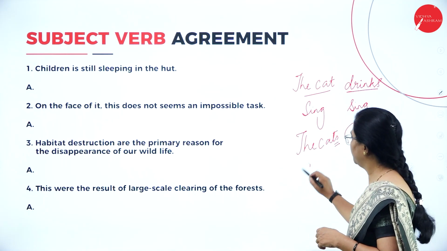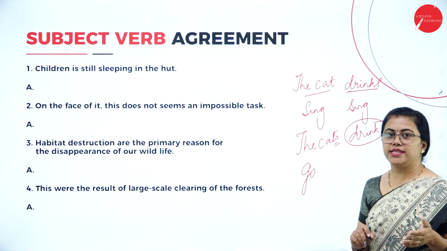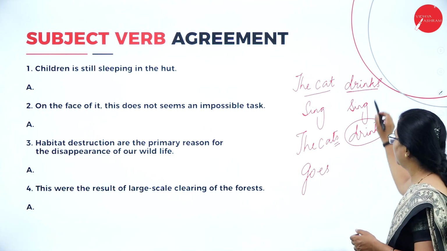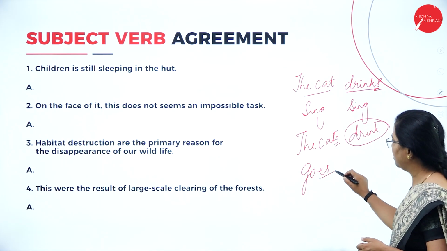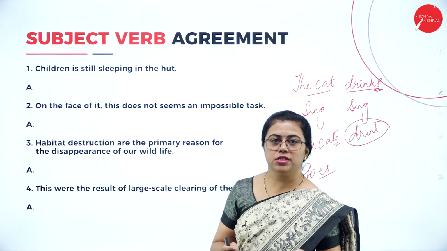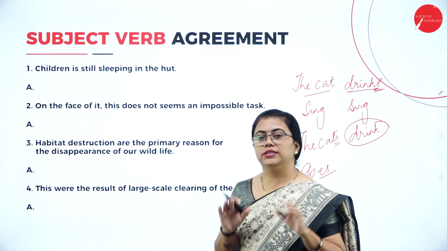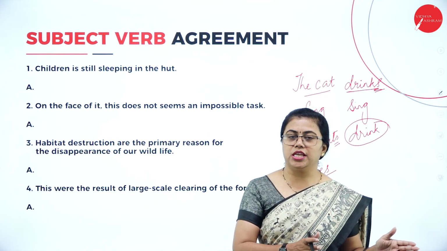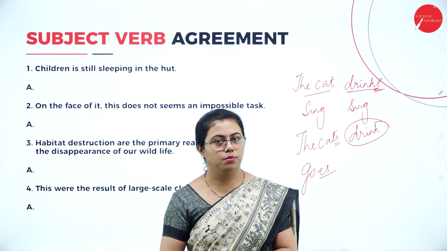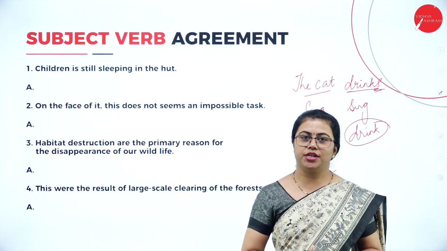For example, go. Suppose I say cat goes. So that means I have to add ES, whereas for drink, I add only S. So it can be ES or only S that has to be added whenever you are making a verb singular. So this is the basic rule. Subject is singular, verb also has to be singular. Subject is plural, verb also has to be plural. So this is called subject and verb agreement.